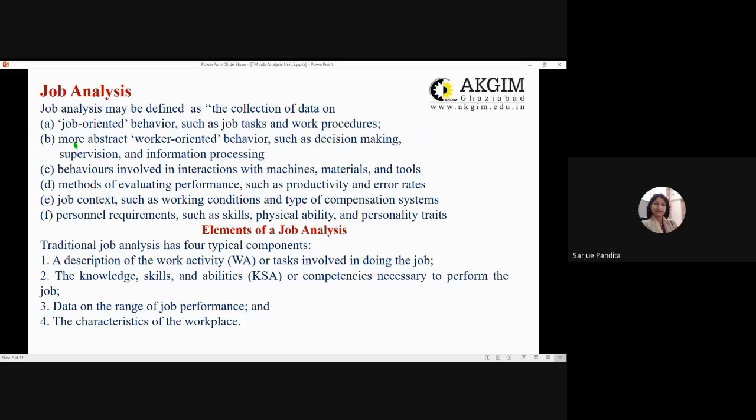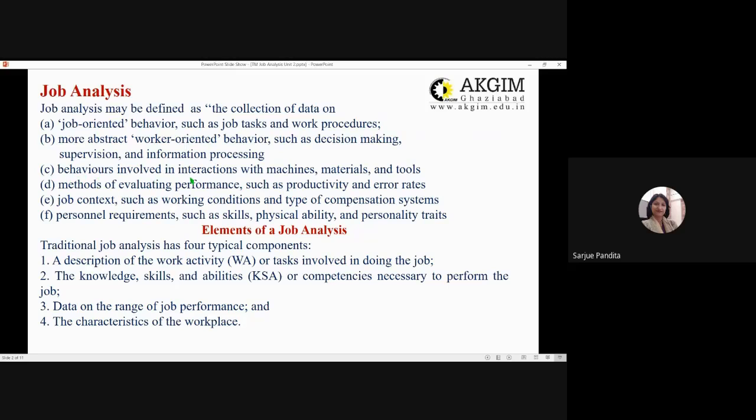It also requires collection of data on more abstract work-oriented behaviors such as decision making, supervision, and information processing. Every task has a certain type of requirement in terms of behavior. It could be decision making, it could be supervision, and it could be information processing.